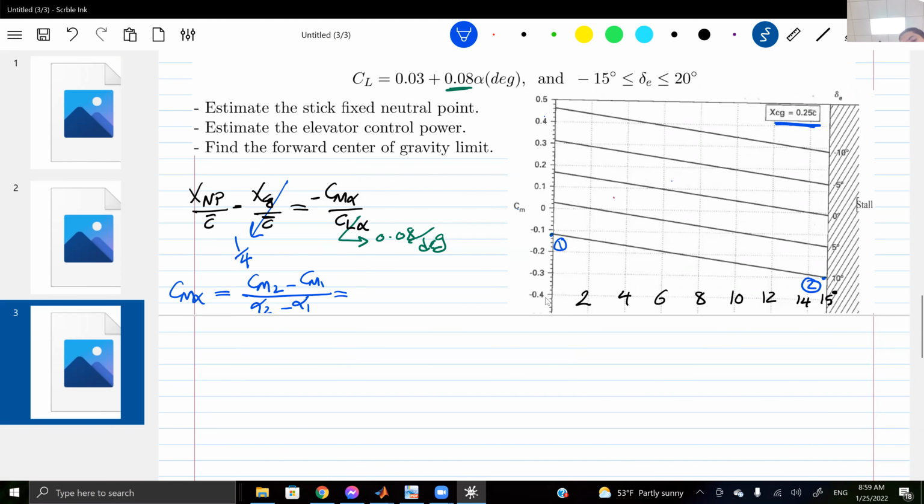All right. So the CM2 is negative 0.3, right? This value is negative 0.3. CM1 is something like negative 0.12. Alpha 2 is 15 degrees, as stated, minus alpha 1 which is 0. So I get a value, and what is the unit? Any suggestions? 1/degree. Yes, exactly. I'm just dividing by degree, so this is really per degree. And how much? Let's get the value.